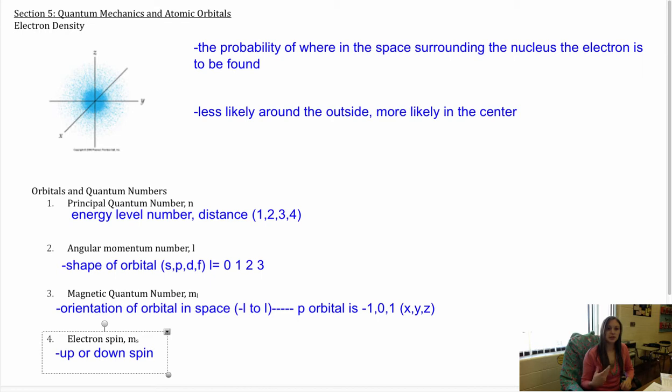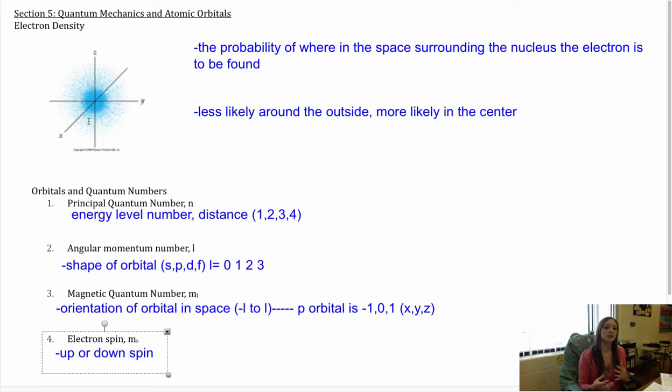Okay, now we have electron density. We're talking about quantum mechanics and orbitals. We're going to go from Bohr's model with orbits and the set paths that electrons are on to quantum mechanics, the quantum theory, and atomic orbitals. Well, the first thing we talk about is electron density. This is a picture of the probability of where in space surrounding the nucleus your electron is likely to be found. The more dots you have, the more likely it's to be found there. The fewer dots you have, the less likely it's to be found there.